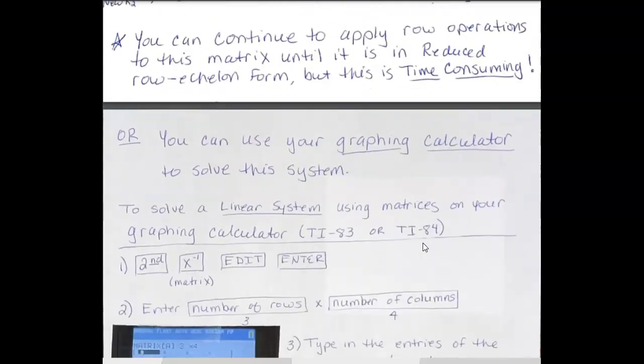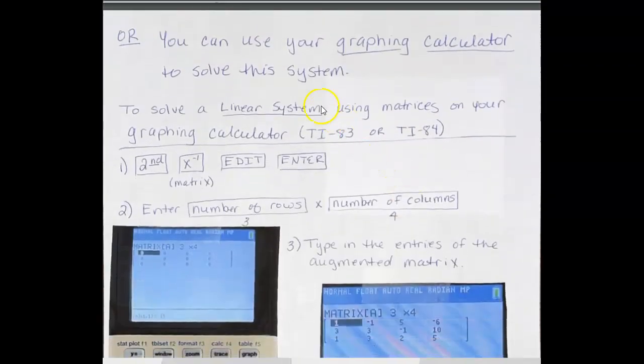All right. If you have a graphing calculator to solve the system, it can do it for you, but you have to tell it what to do. All right. To solve a linear system using matrices on your graphing calculator. So these steps are specific for the TI-83 or the TI-84.